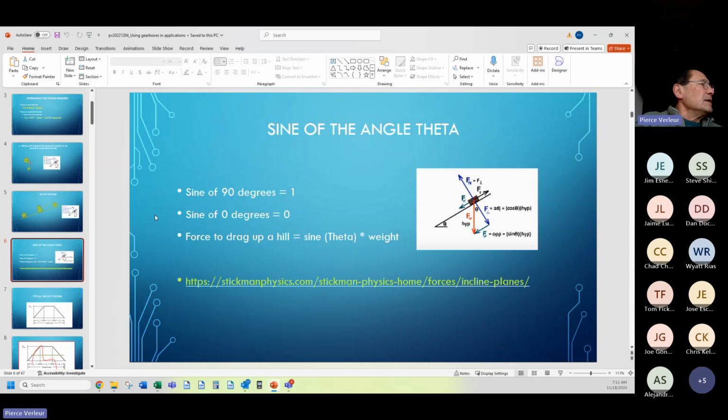Yeah, the sine of theta, in the vertical, is 1 when it's 90 degrees. And it declines all the way to 0 when you're pulling the load horizontally. So you can see how convenient the sine of theta is to varying degrees of inclination all the way up to vertical in this particular application.